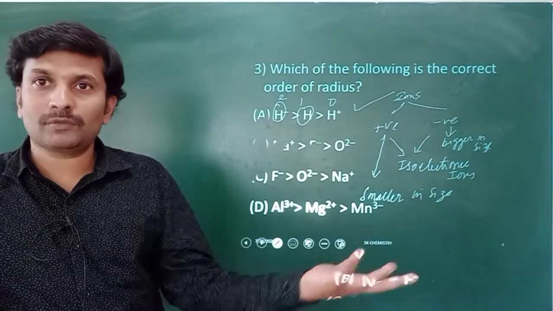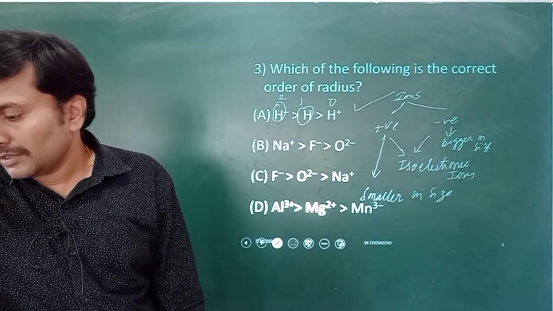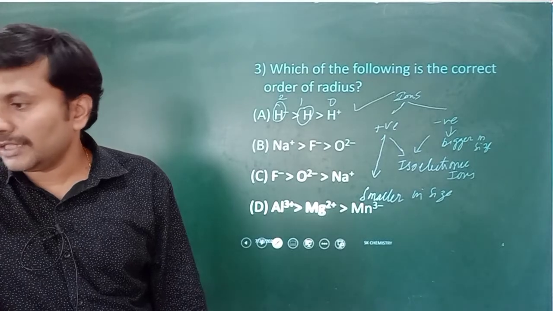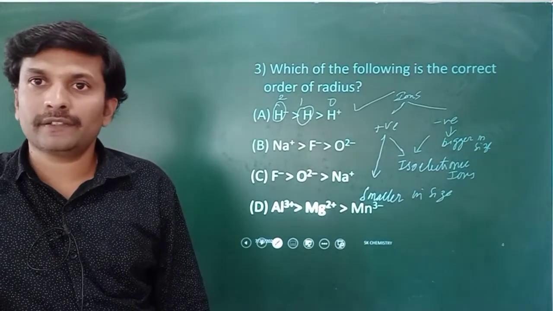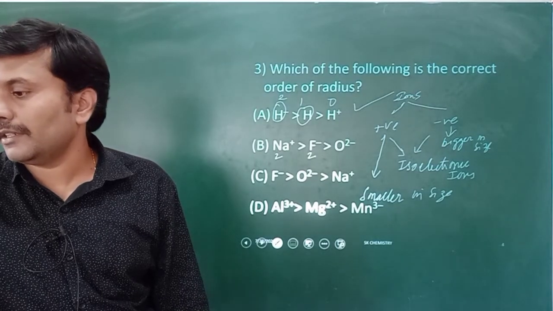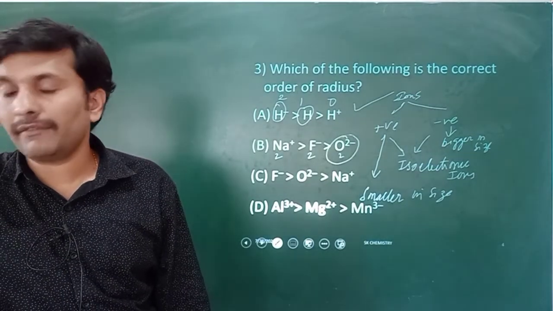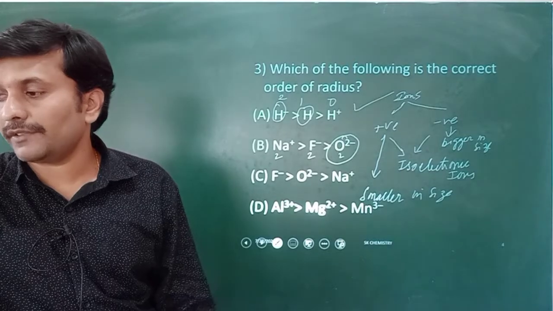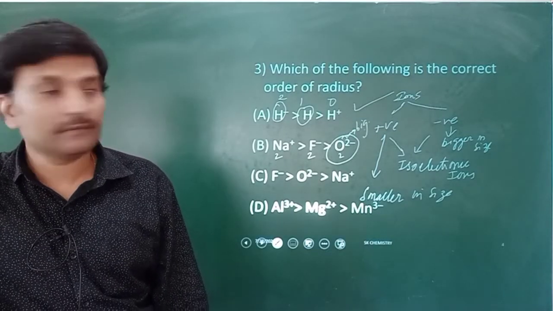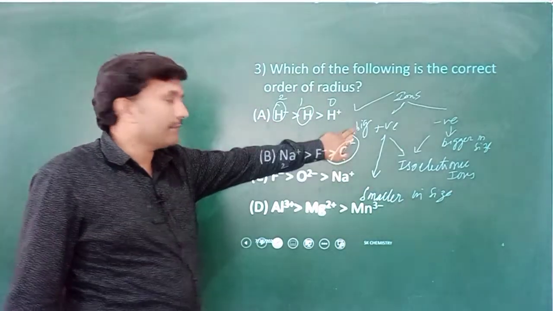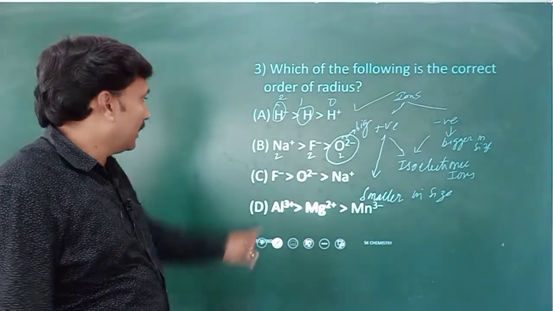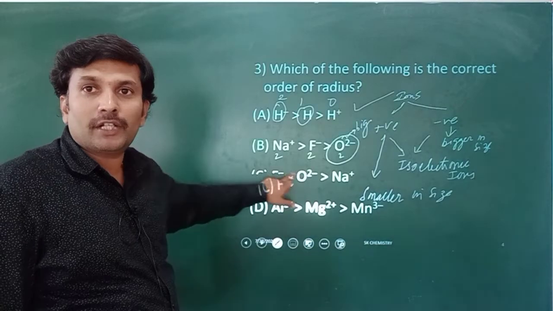Sir, please work out the others also. No, sir. So when I start working on the others, Na plus, which group? Which period? Second period. But it has a higher negative charge, and higher negative charge means it should be big. They gave it wrong. This should be big. Then F minus, O2 minus. Here only it became wrong.